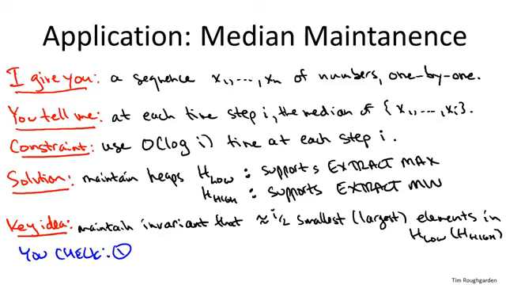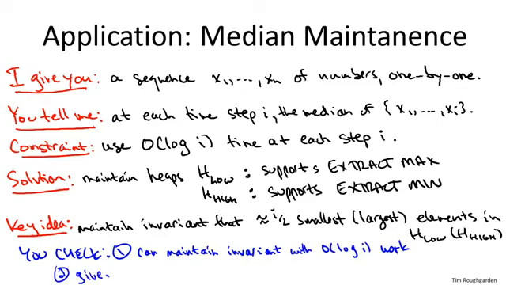So let's start with the first one. How can we maintain this invariant using only log i work at time step i? And this is a little tricky. So let's suppose we've already processed the first 20 numbers, and the smallest 10 of them we've all worked hard to put only in h low, and the biggest 10 of them we've worked hard to put only in h high. Now here's your preliminary observation.